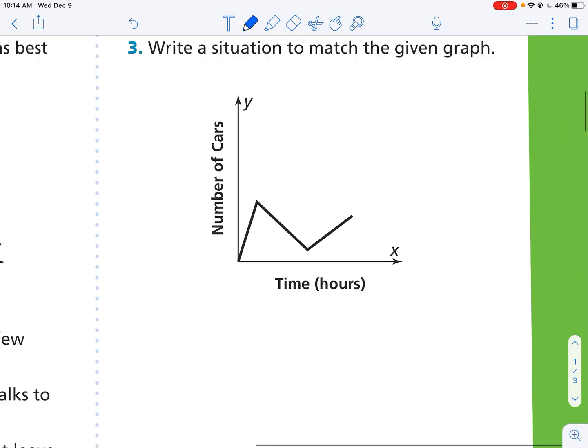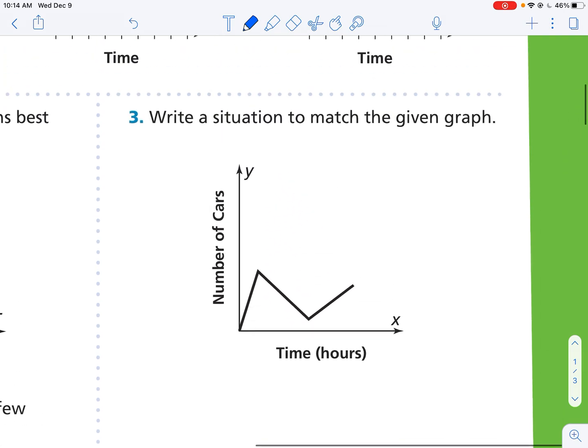And you're just writing out a situation down here. So ponder a few ideas, see if you can come up with 2 of them. What are 2 different situations where the number of cars would go up, go down, and then back up? And you just have to write one of them.